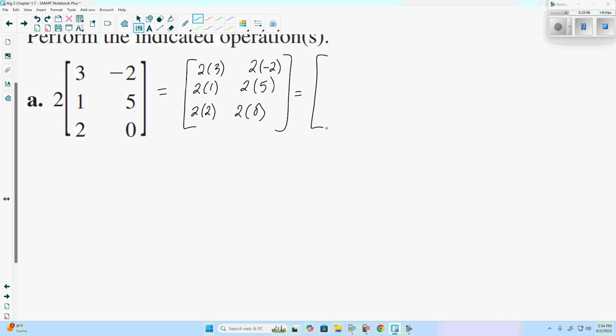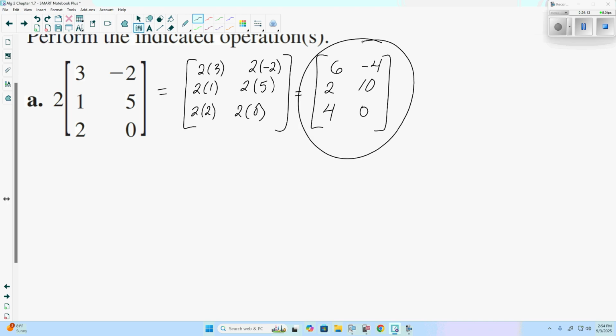Two times 3, 6. 2 times -2, -4. Then 2 times 1, 2 times 5, 2 times 2, 2 times 0. Now, how you go through simplifying doesn't matter. If you go from top left to bottom left, that's fine. As long as the final answers match, we're good.